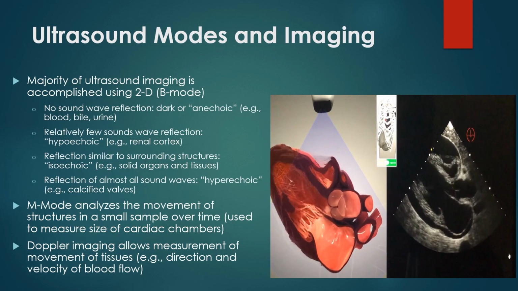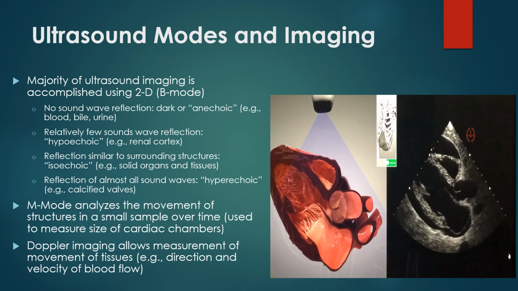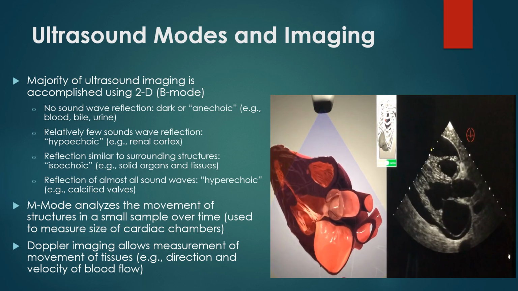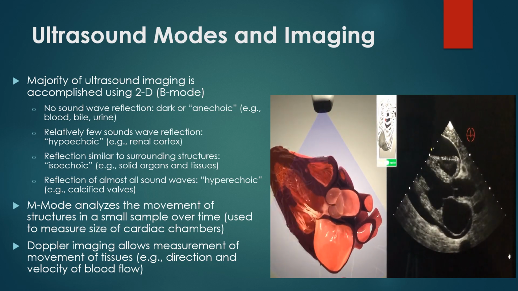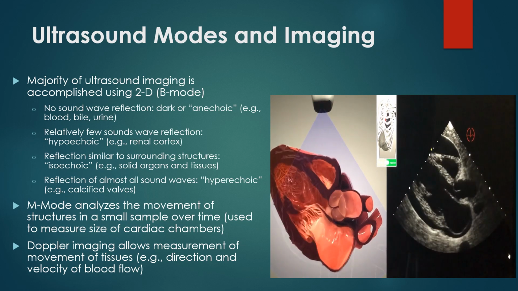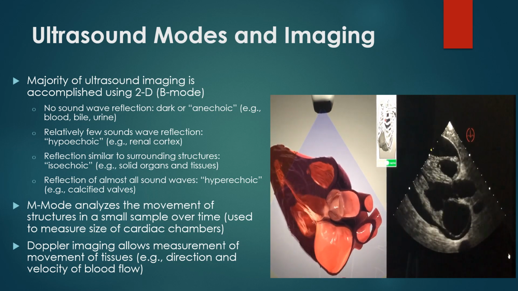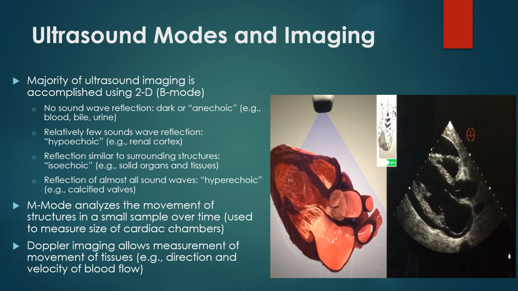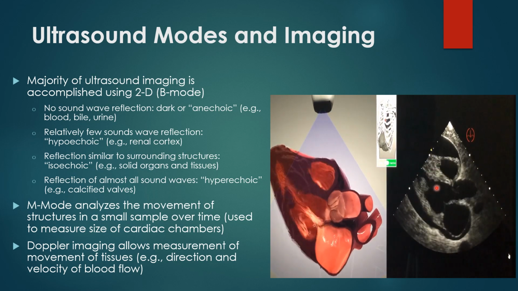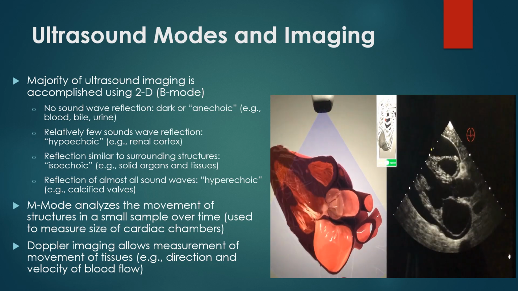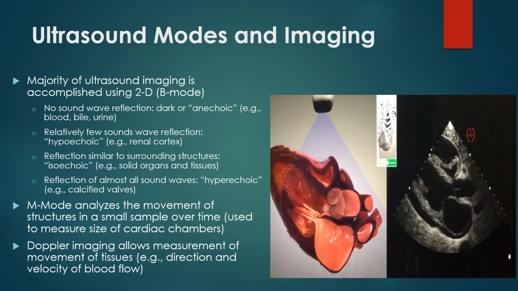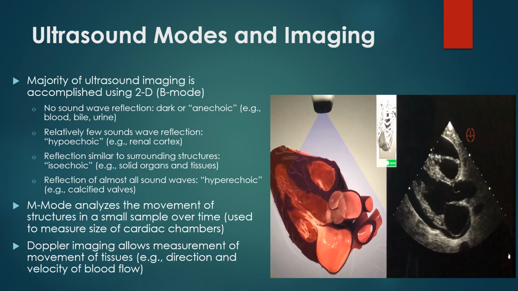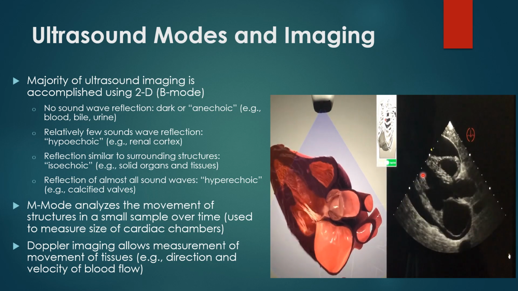The majority of ultrasound imaging is accomplished using B mode or 2D mode. If you have no sound wave reflection, it's dark or anechoic. Things that don't really reflect very well are things like blood, bile, urine. And as you can see in this image, in this left ventricle here, it's very anechoic. You don't get anything coming back to you, so you know that that is the chamber of the heart.